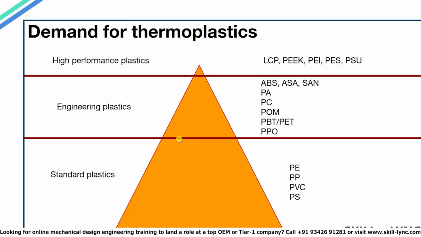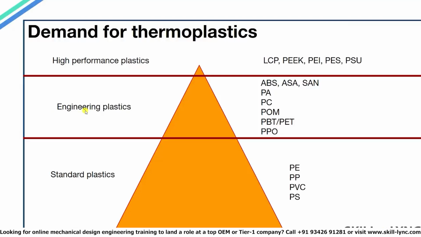This slide shows the demand for thermoplastics. The standard plastics shown in the diagram refer to the plastics you see in your household. Your bottles, buckets, mobile phone covers are made using standard plastics. PE is polyethylene, PP is polypropylene, PVC, and PS is polystyrene.